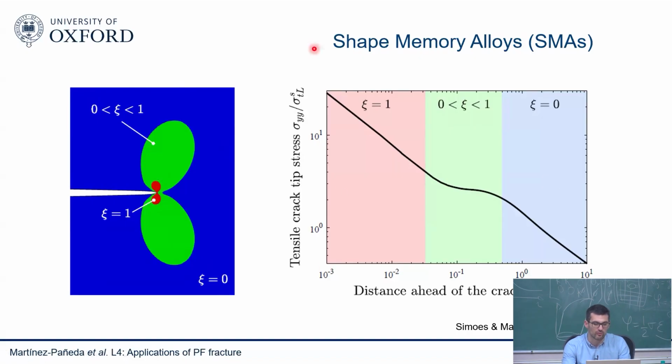And you can see, if you plot the log-log plot of the stresses ahead of the crack tip, it is something like this. And remember what we discussed in the first lecture: linear elasticity has a square root singularity. So you see the square root singularity of linear elasticity. Then you have this transformation zone, and then you have this linear elastic zone that is related to the fully martensite regime.